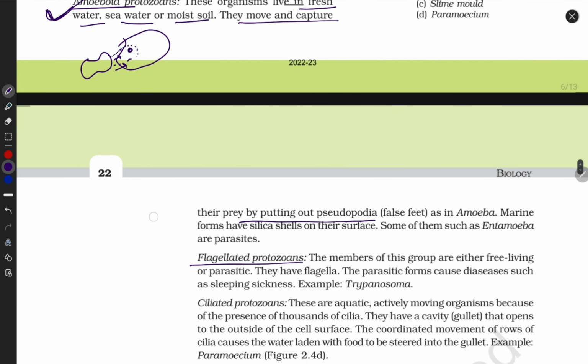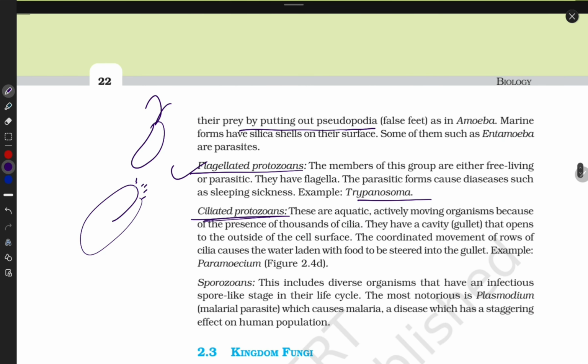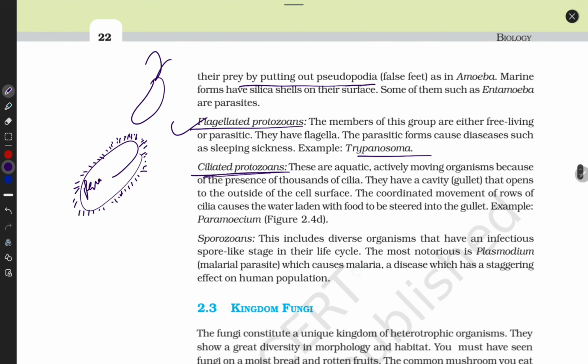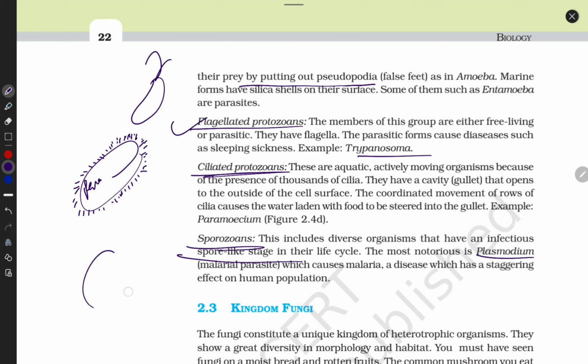Flagellated protozoa means they have flagella. Example is trypanosoma. Ciliated means their body contains multiple ciliary structures. Flagella is helpful in what? Locomotion. Cilia is helpful in what? Locomotion. Example is paramecium. Now sporozoa, guys, they have a spore-like stage, like plasmodium. They divide, and after their condition they burst and spread all over the body, and then they divide.